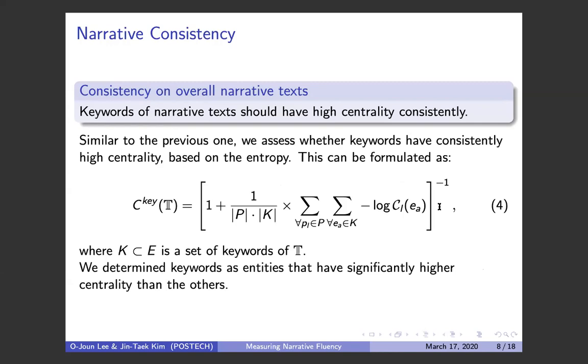Second, to measure the narrative consistency on the overall text, we assume that keywords of the narrative text should have high centrality consistently. Similar to the previous measurement, we assess whether keywords have consistently high centrality based on the entropy. Also, as with the previous one, in a narrative text, if there are few entities with high centrality, this measurement will have a high value.